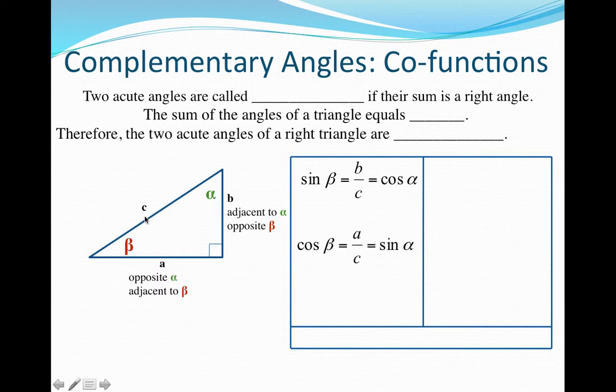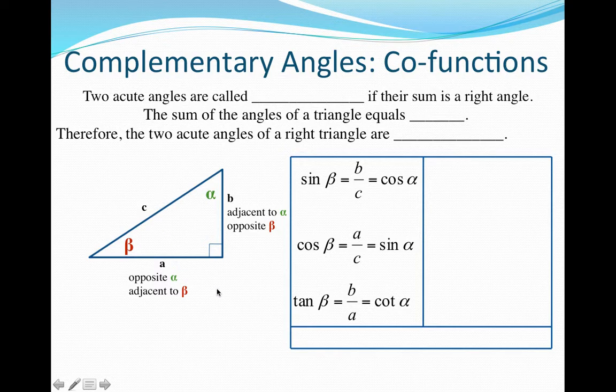If I look at the cosine of beta, it is A over C, adjacent over hypotenuse. That's the same thing as the sine of alpha, because side A is the opposite side and C is the hypotenuse. So the cosine of beta, A over C, is the same as the sine of alpha, A over C.